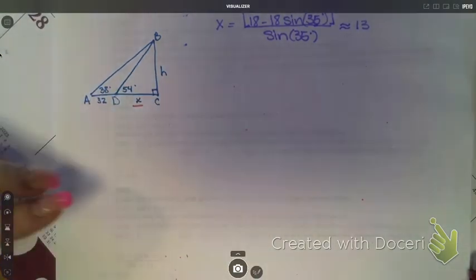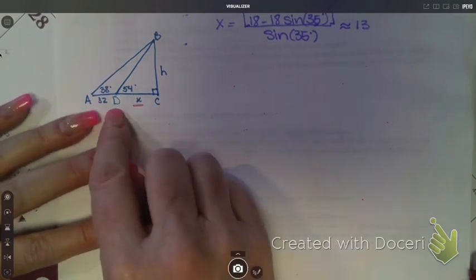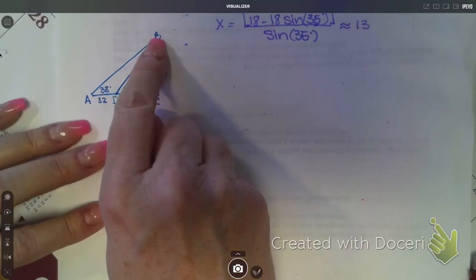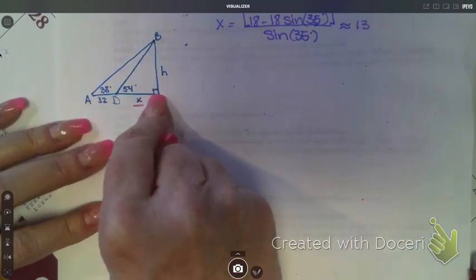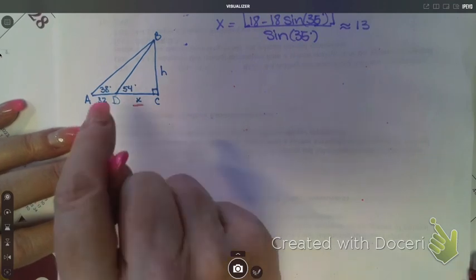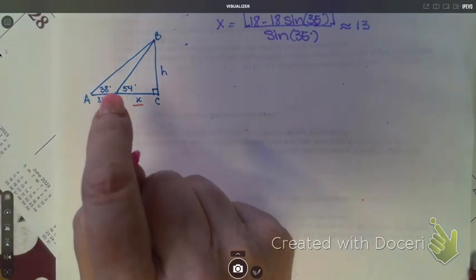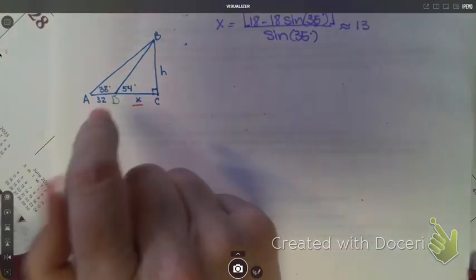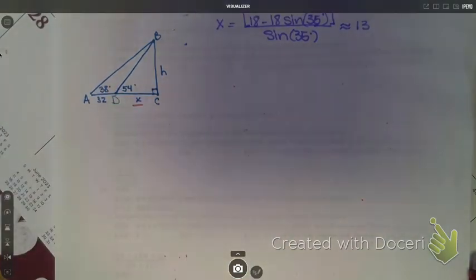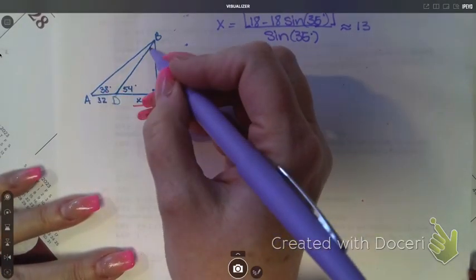Okay, so it tells me from A to B is 32. It tells me that BAC is 38 and BDC is 54. How many triangles do you see in this picture? Three. How many right triangles do you see in this picture? Two. There is a small right triangle and a big right triangle.